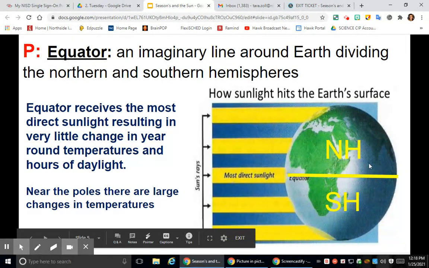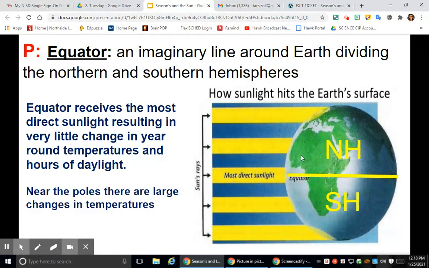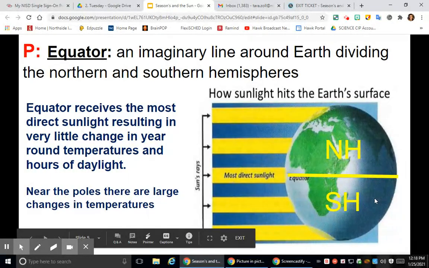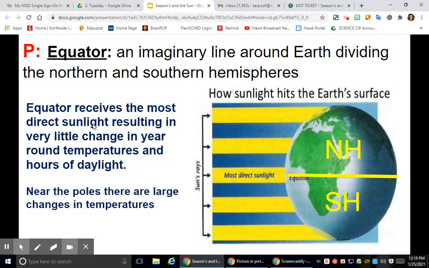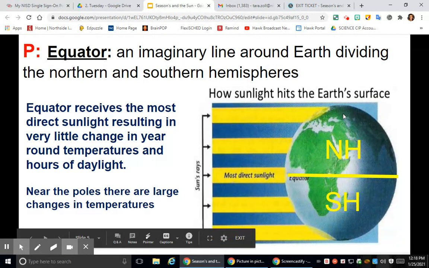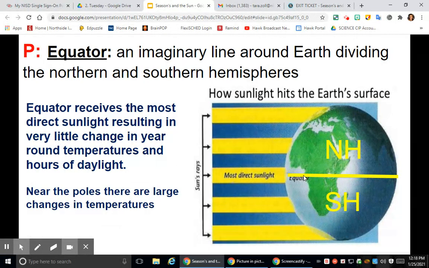Equator. An equator is an imaginary line around Earth dividing the northern hemisphere and the southern hemisphere. The equator receives the most direct sunlight, resulting in very little change in year-round temperature and hours of daylight. Near the poles, there are large changes in temperature. Most direct sunlight at the equator.